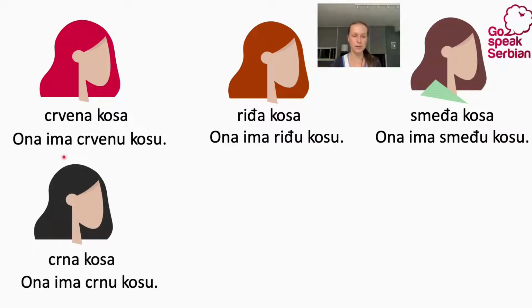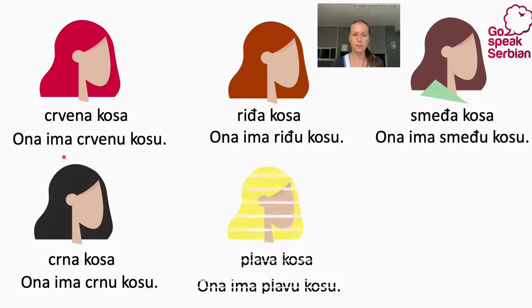Crna kosa, ona ima crnu kosu. Now, here's the surprise. Plava kosa. Ona ima plavu kosu. We know that plava boja is blue color. So how come for somebody who is blonde, we say ona ima plavu kosu? She has blue hair? No.